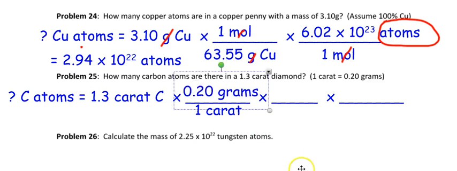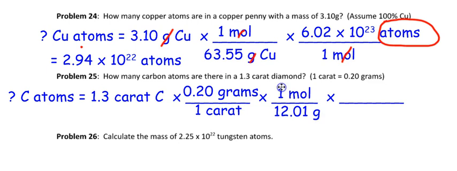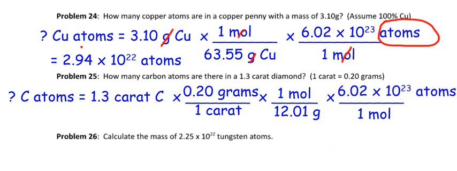Oh, grams. Periodic table, that's right. I'm going to put grams on the bottom so they cancel out. Now what? I have moles. Now what? I don't want moles, I want atoms, so moles goes on the bottom and atoms goes on the top. So when I get out my calculator, it's 1.3 times 0.2 divided by 12.01 times 6.02 EE 23.